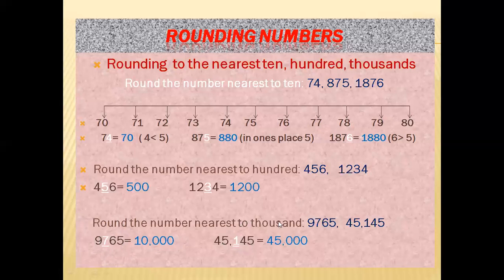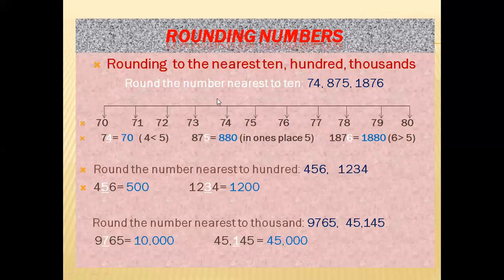See, 45,145. Nearest to 1000 means first you have to see the hundreds place digit. Here 1 is there. It is less than 5, so it will become 45,000. Up to the thousands place you write the number as it is, and for the remaining digits you put 0. Understood now? Nearest to 10, nearest to 100, nearest to 1000.